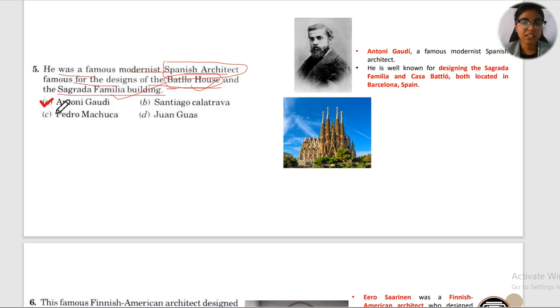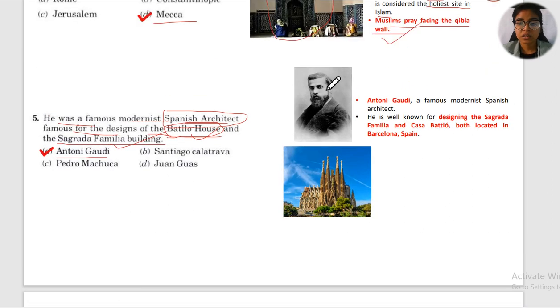So the correct answer is Antoni Gaudí. See, this is the image of Antoni Gaudí. He is a modernist Spanish architect and he is well known for designing the Sagrada Familia and Casa Batlló, both located in Barcelona, Spain. So these two buildings are located in Barcelona, Spain, and they were built by a Spanish architect whose name is Antoni Gaudí.